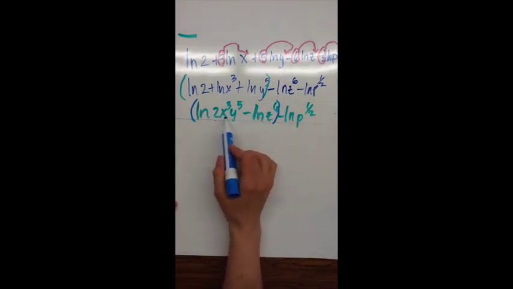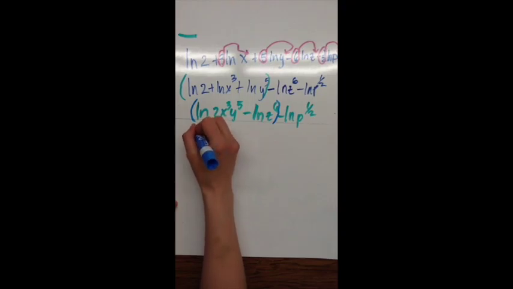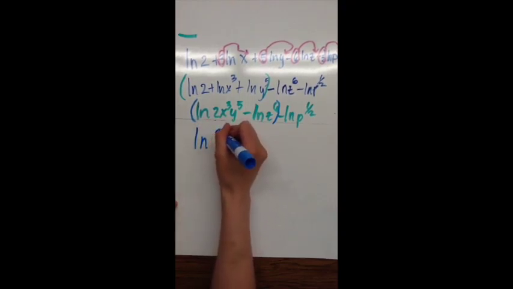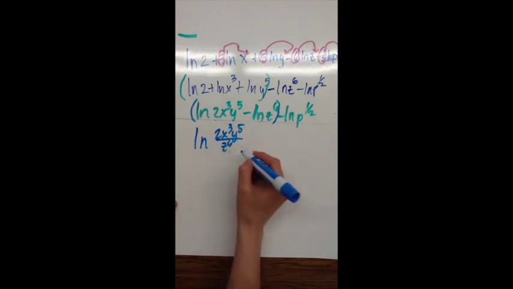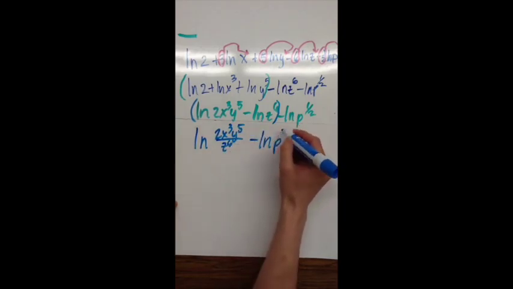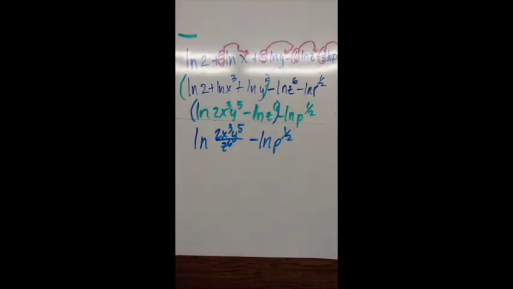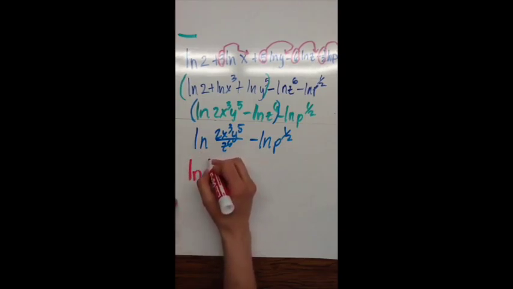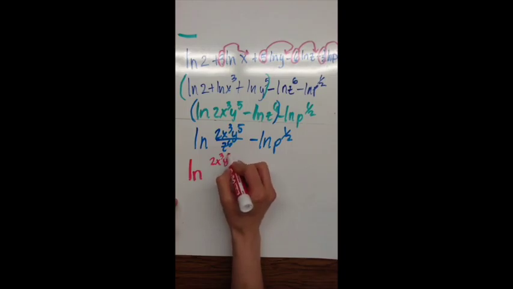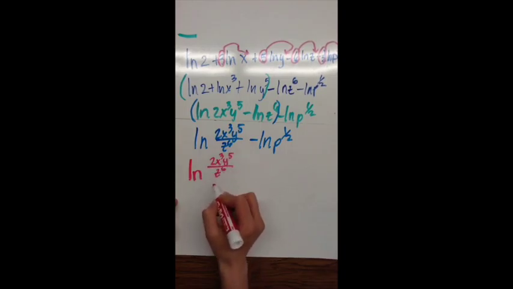Okay, so because these two things are being subtracted, I'm going to divide. So I'm going to do natural log 2x cubed y to the 5th over z to the 6th, but we still have minus natural log p to the 1/2. Now these two things are being subtracted, so I'm going to divide them. So I'm going to have natural log of 2x cubed y to the 5th over z to the 6th, all over p to the 1/2.